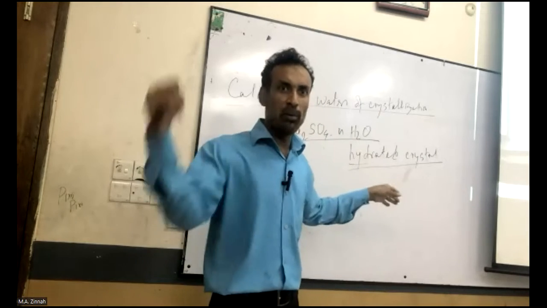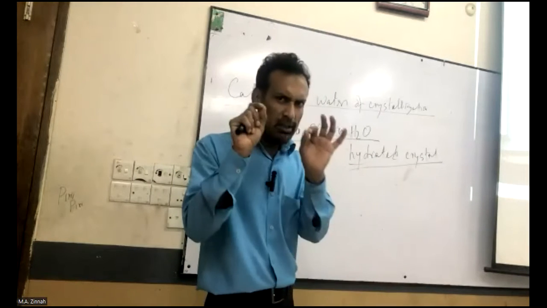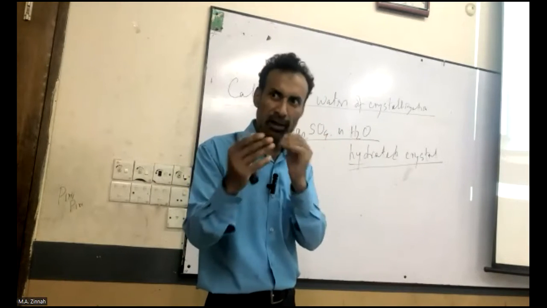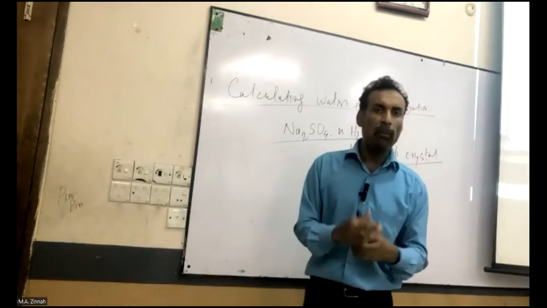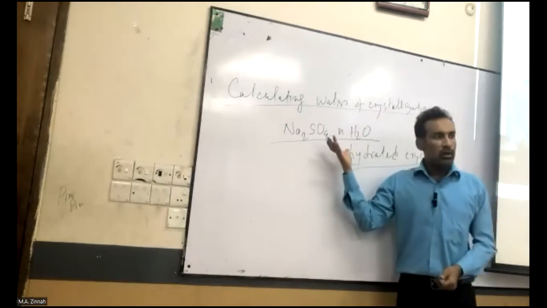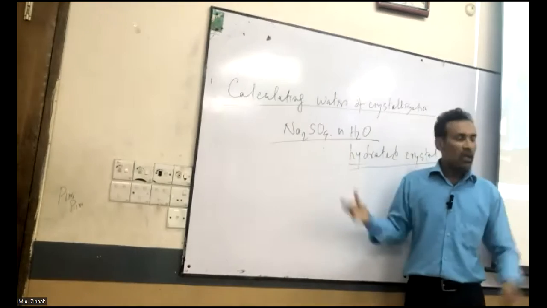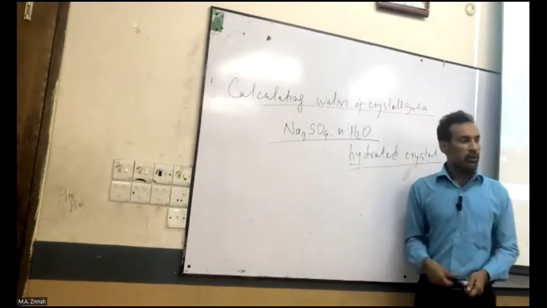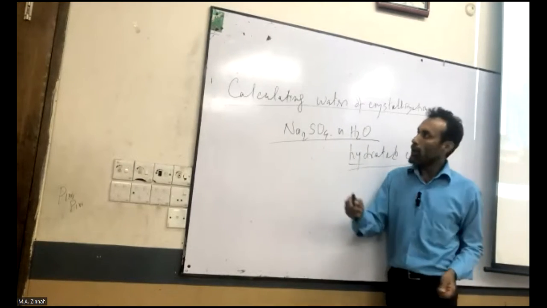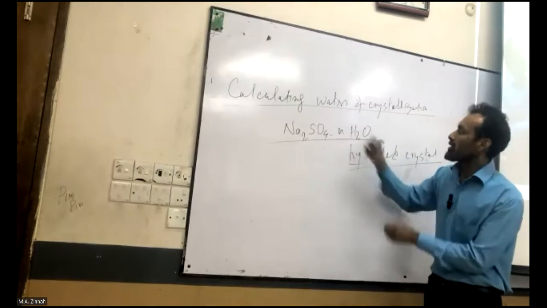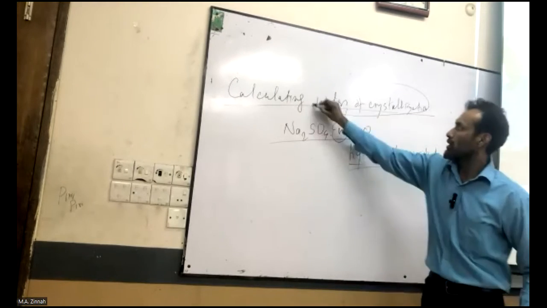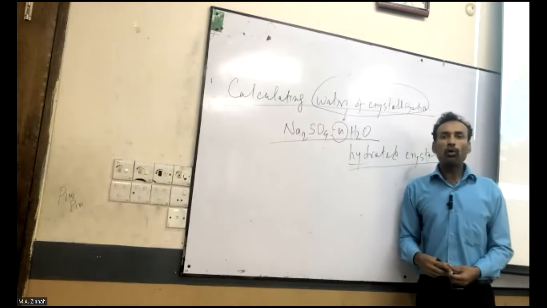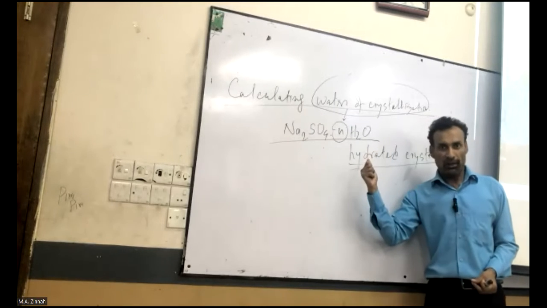If you add more and more water, this is the minimum amount of water. Okay, naturally set at a ratio, the minimum amount of water. This is crystal. Okay, and we call this hydrated crystal. And our topic is calculating this value. This is called water of crystallization. So how many moles of water are there?